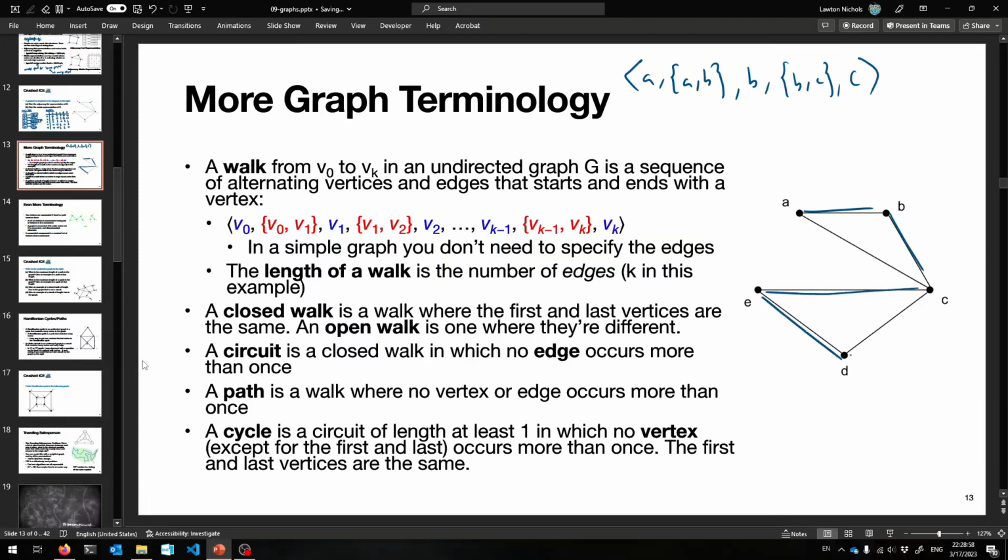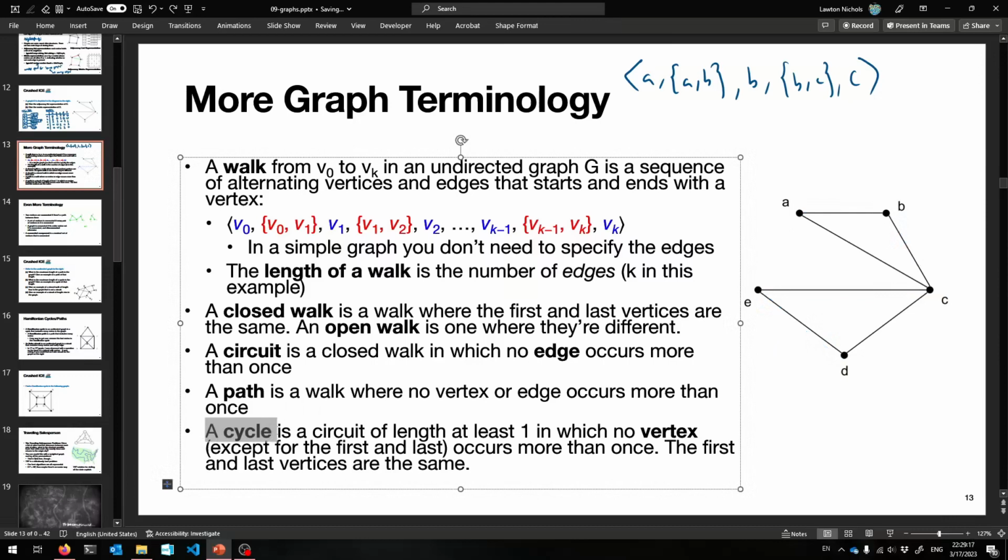But the second you double up and come back to C, now you've seen a vertex twice, so it's no longer a path. Or if you go back along this edge again, you've reused it, no longer a path. This is a path though. Okay, so that's a path. And then finally, a cycle is essentially almost a path.